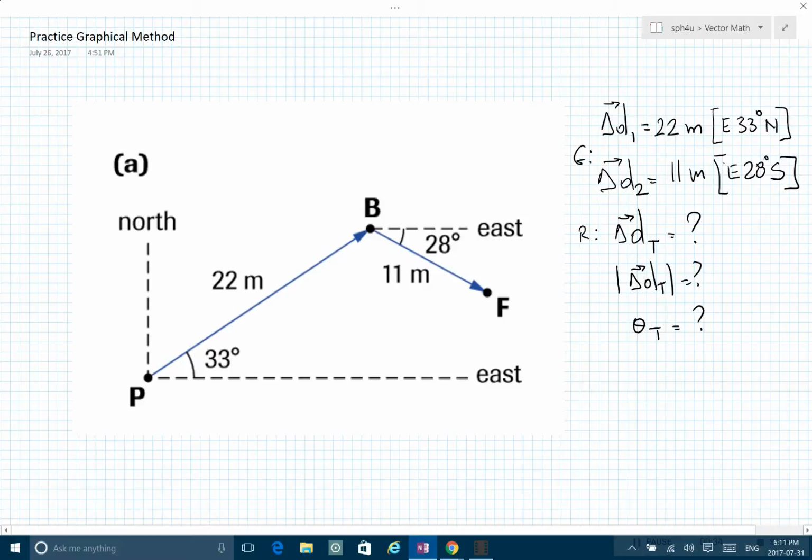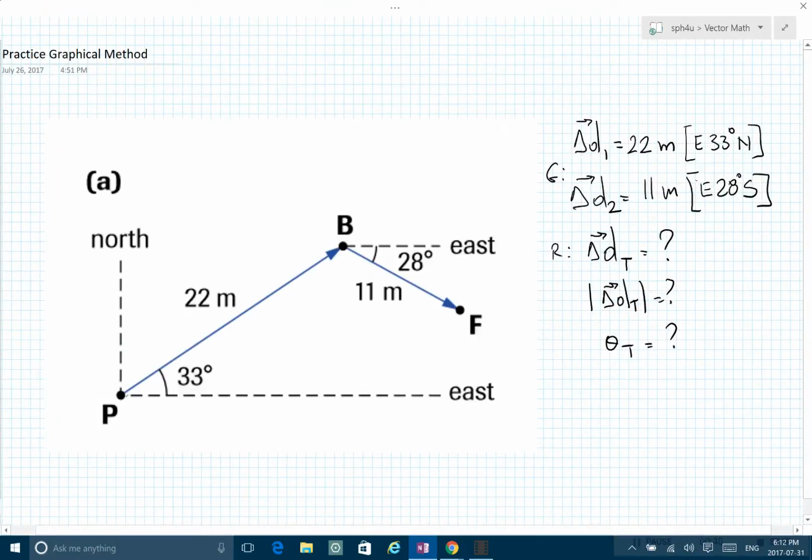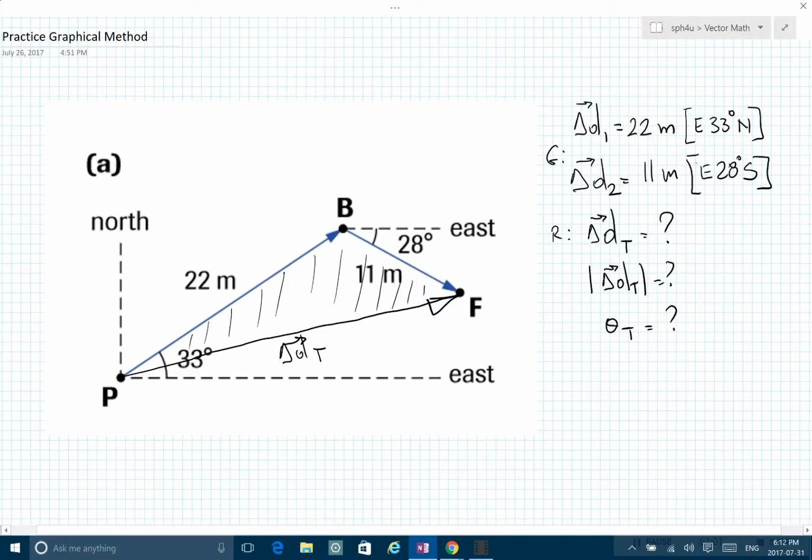Okay, so I already have a diagram here. The only thing that I'm going to add is the actual total displacement, which is roughly this line here. So this is delta dt, right? So obviously we have this triangle here, and that's what we're going to work with.